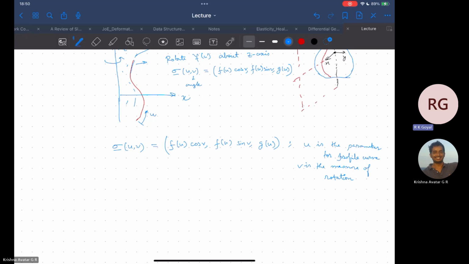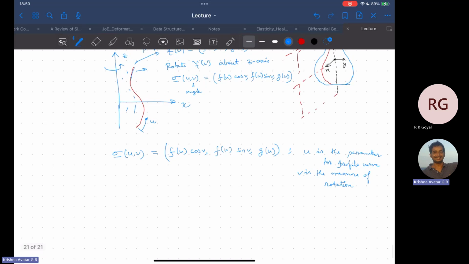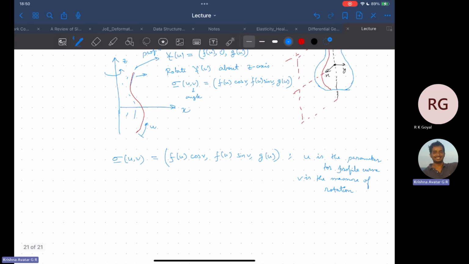So why did we keep two f's common and the other one different? So we could have kept all f's, or we could have made this all different, like say f1 of u, f2 of u, and then f3 of u. I mean all three different.